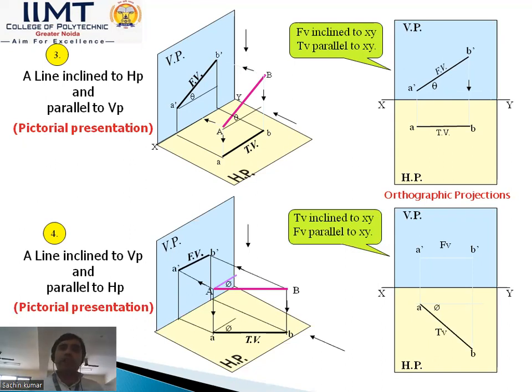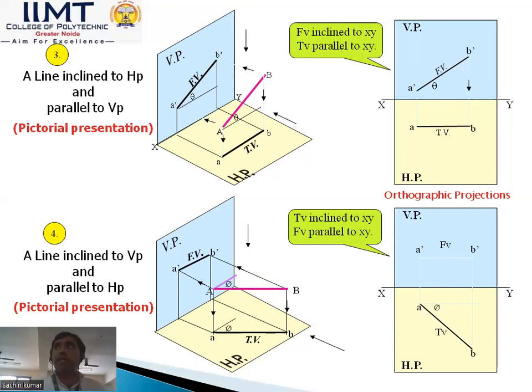For that, the view given is the front view. First we draw the front view, and after that the line is extended. In the second case AB is the true length given, then A is extended to A by a vertical line. In the case of a line inclined to VP and parallel to HP, the top view is inclined to XY and the front view is parallel to the XY line. So this is the simple case of all.